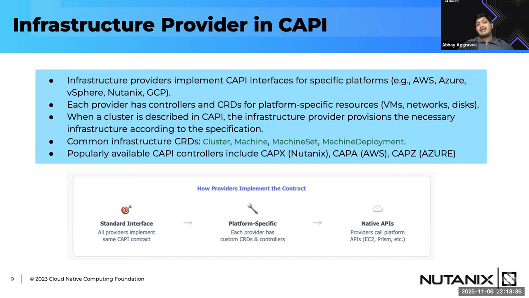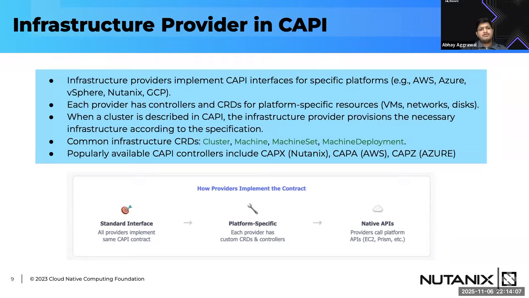How does this provider actually work? When you create a cluster resource, you reference a platform-specific cluster resource. For example, your cluster references an AWS cluster or a Nutanix cluster. The provider controller watches these resources. It translates the declarative specs into API calls to the actual platform. For AWS, it calls EC2, VPC, and ELB APIs. For Nutanix, it calls Prism Central APIs.